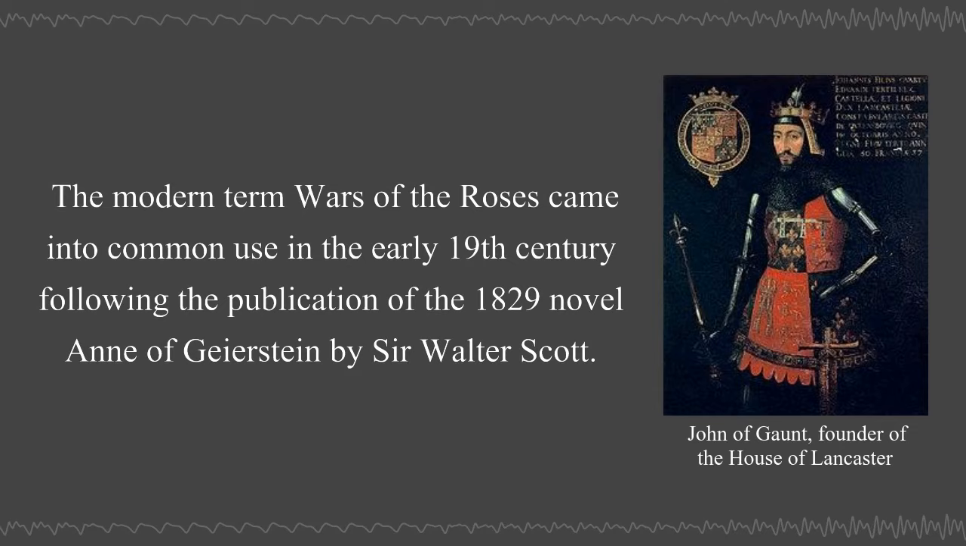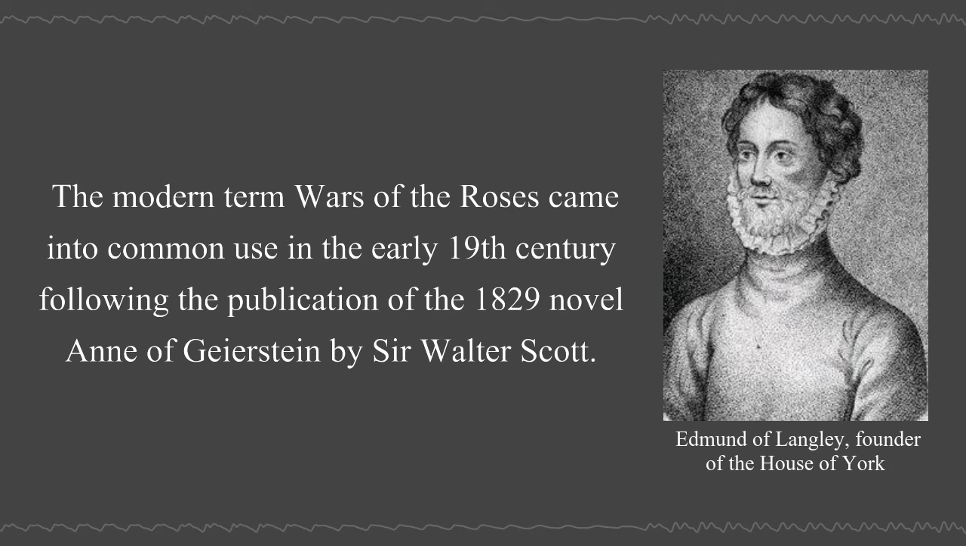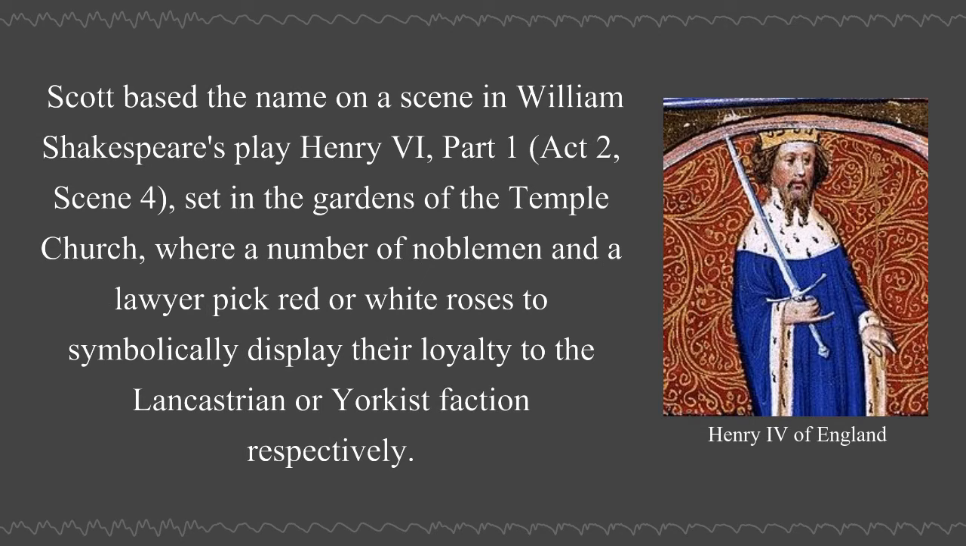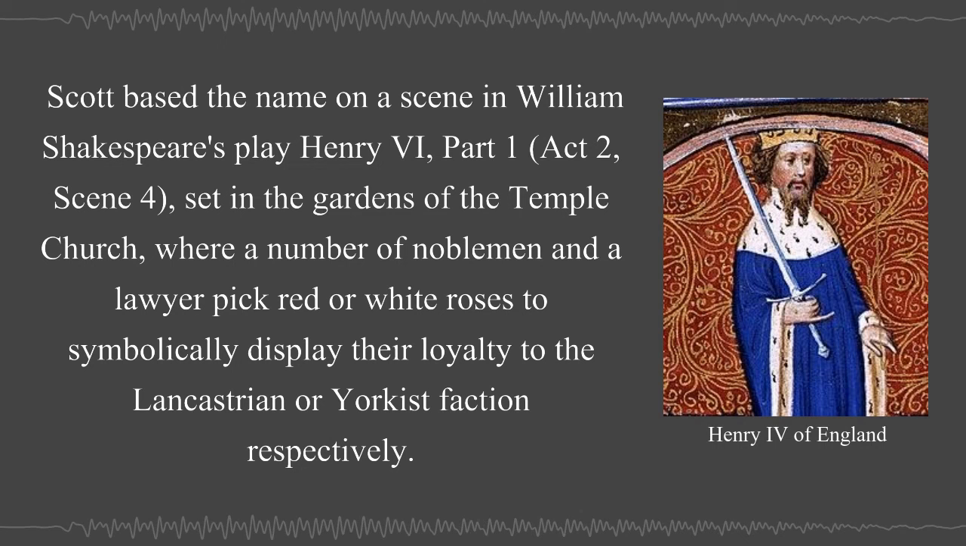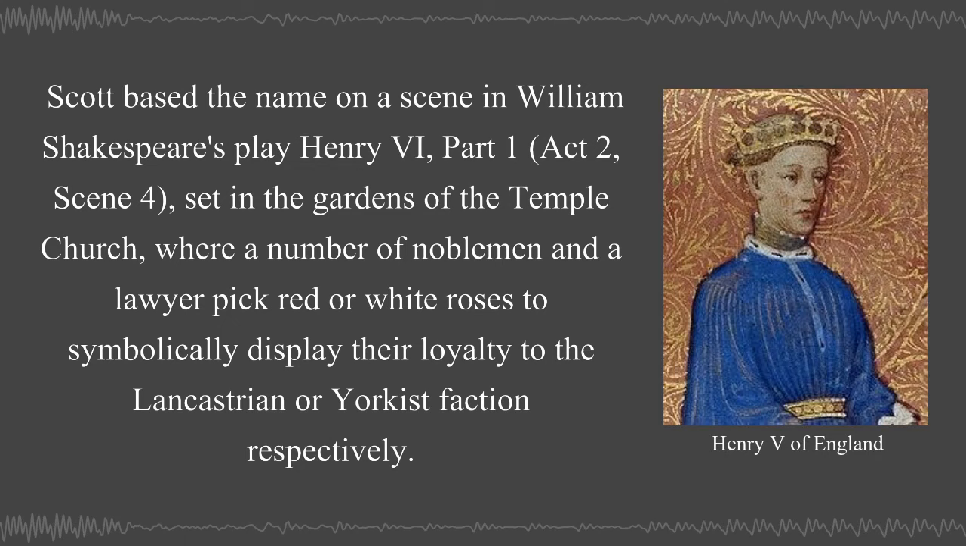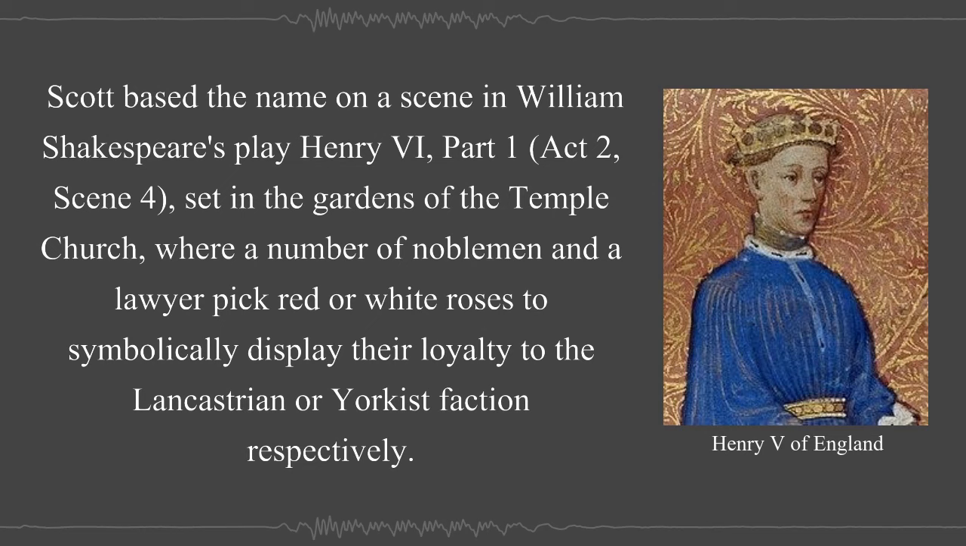And these civil wars were thus known over Europe by the name of the quarrel between the two roses. The modern term Wars of the Roses came into common use in the early 19th century, following the publication of the 1829 novel Anne of Geierstein by Sir Walter Scott. Scott based the name on a scene in William Shakespeare's play Henry VI, Part 1, Act 2, Scene 4, set in the gardens of the Temple Church, where a number of noblemen and a lawyer pick red or white roses to symbolically display their loyalty to the Lancastrian or Yorkist faction, respectively.